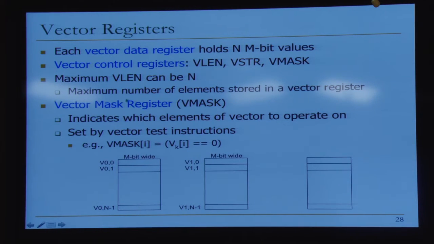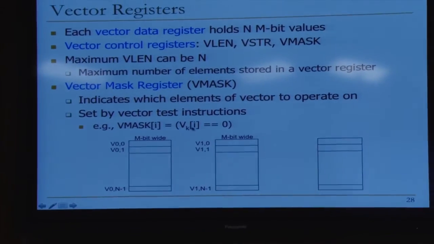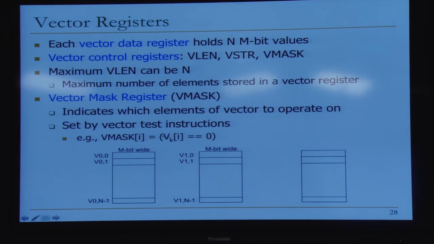Okay, and vector mask register, basically you may not always want to do the add on all elements of a vector, right? What if you're doing conditional execution, for example? Based on some condition, you do the add, and if the condition doesn't hold, you don't do the add. That's where the vector mask register comes in. It indicates which elements of the vector the instruction should take effect on. And you can set the vector mask using test instruction. Basically, these are compares, right? For example, if the element is equal to 0, you can set the vector mask as 1. Otherwise, it will be 0.